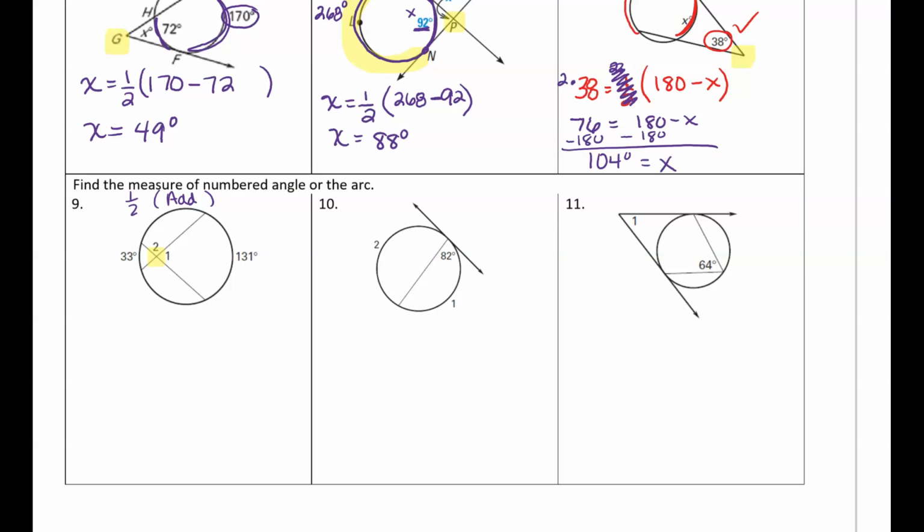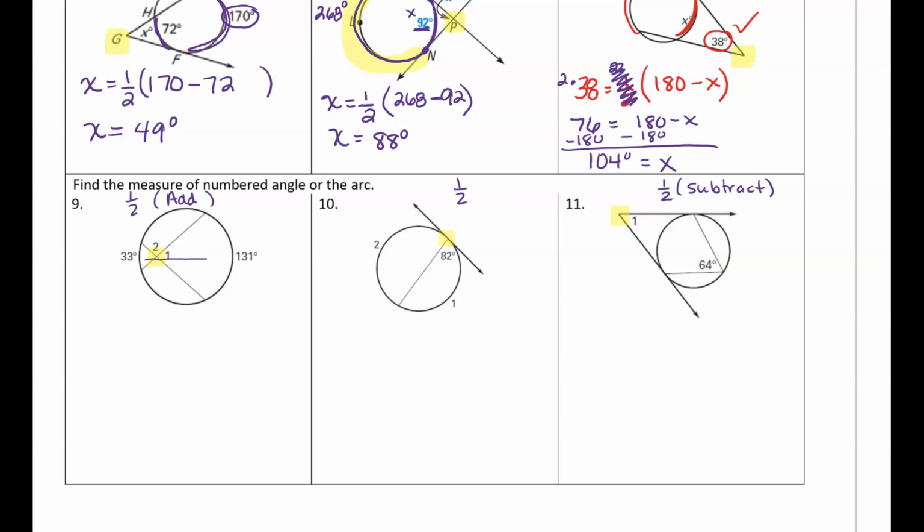Now, this one, number 10, I need you to notice that it is on the circle. So if it's on the circle, you're just going to do 1/2 of the angle. And then question 11, notice that it's outside, so I need you to think subtract. Now that's basically the 3 theorems that we've looked at, and this is dealing with arcs and angles. So let's go back to number 9 and let's solve for 1 and 2.